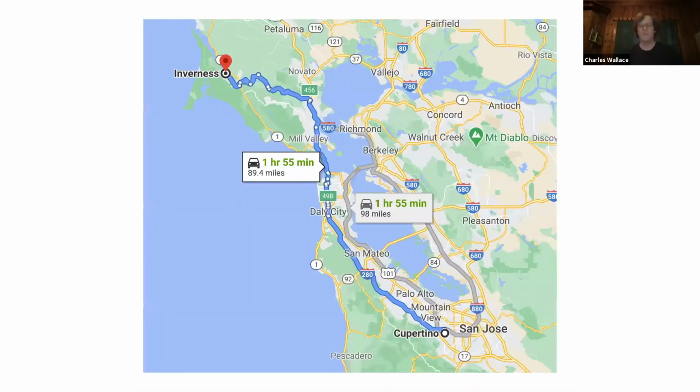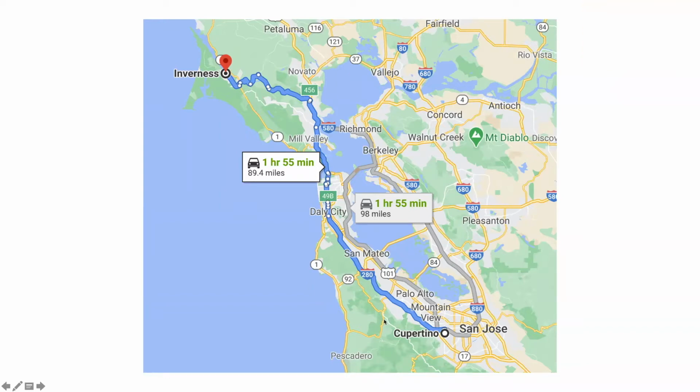I grew up in Northern California, way back in the 20th century, and this is a little route that shows you how far it is between my house, my hometown in Inverness, and the town of Cupertino, where a little company called Apple started manufacturing computers that you could actually buy for your home. It was really quite revolutionary.